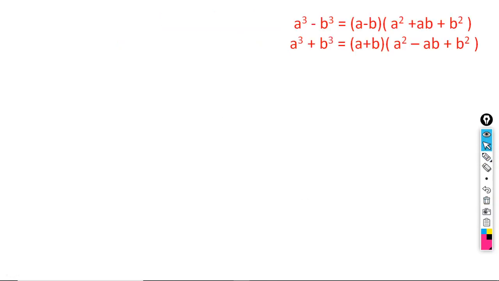During factorization we have to keep both identities in mind, and it is very simple to learn. For a cube minus b cube, the first factor is a minus b. For a cube plus b cube, the first factor is a plus b, and this term is common, a square plus b square. In case of a minus sign, a cube minus b cube, the middle term is positive. In case of a cube plus b cube, the middle term is negative. So the middle term will have the opposite sign as compared to the left hand side.